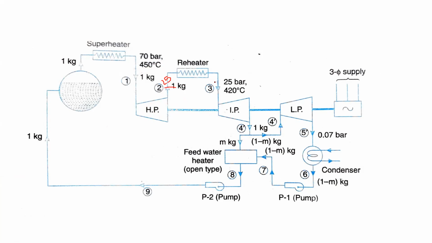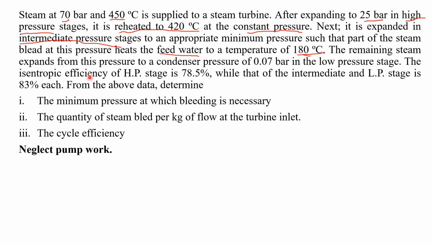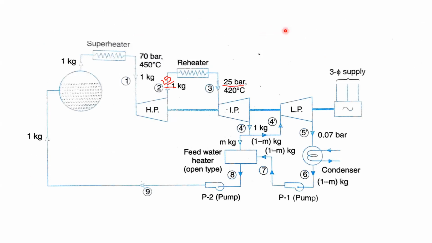25 bar. At this pressure only, the expansion process is happening. At this pressure only, the reheating process is happening. In this problem, you may study that it is reheated at 420 degrees at constant pressure. That means after the expansion from 70 bar to 25 bar, the fluid is just reheated.